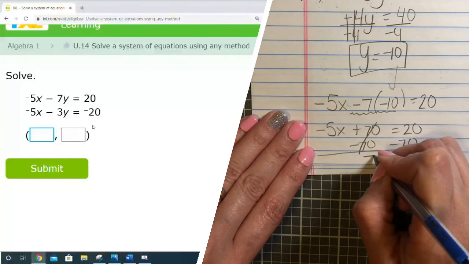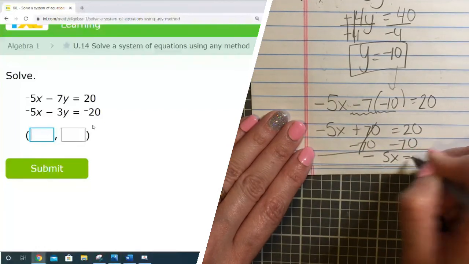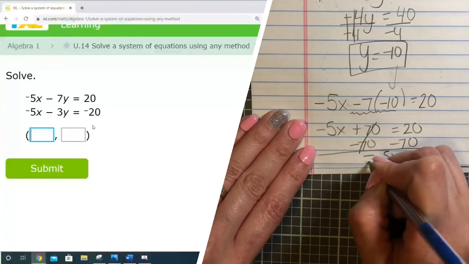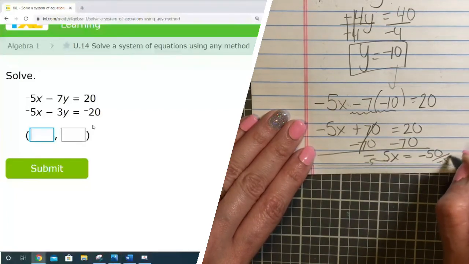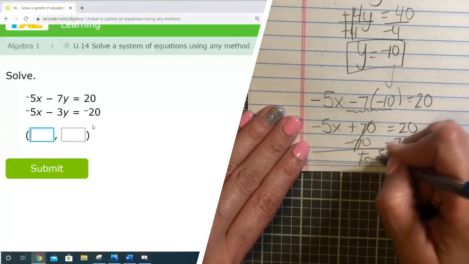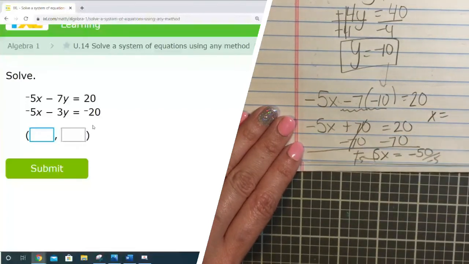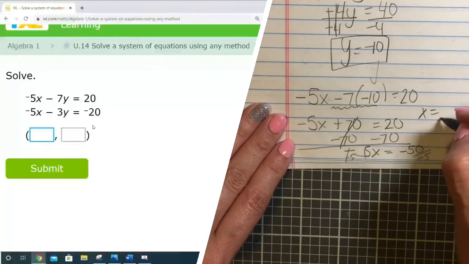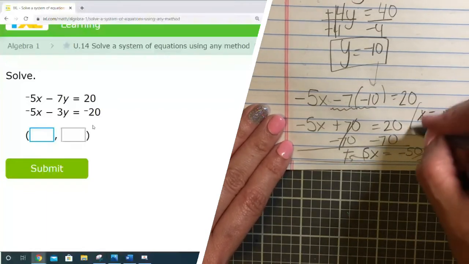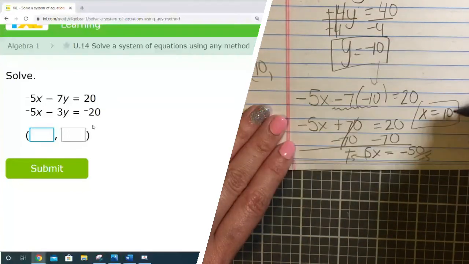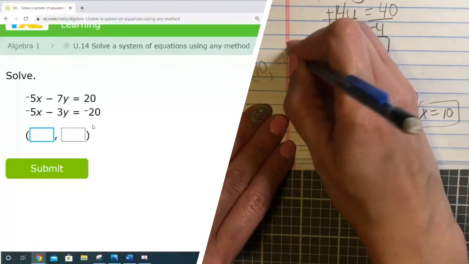We're going to get a -5x. 20 minus 70 is -50. And then I'm going to divide by -5 here to cancel to get what x is equal to. So a negative divided by negative is a positive, and 50 divided by 5 is 10. So it looks like here our answer should be positive 10 for our x and negative 10 for our y.